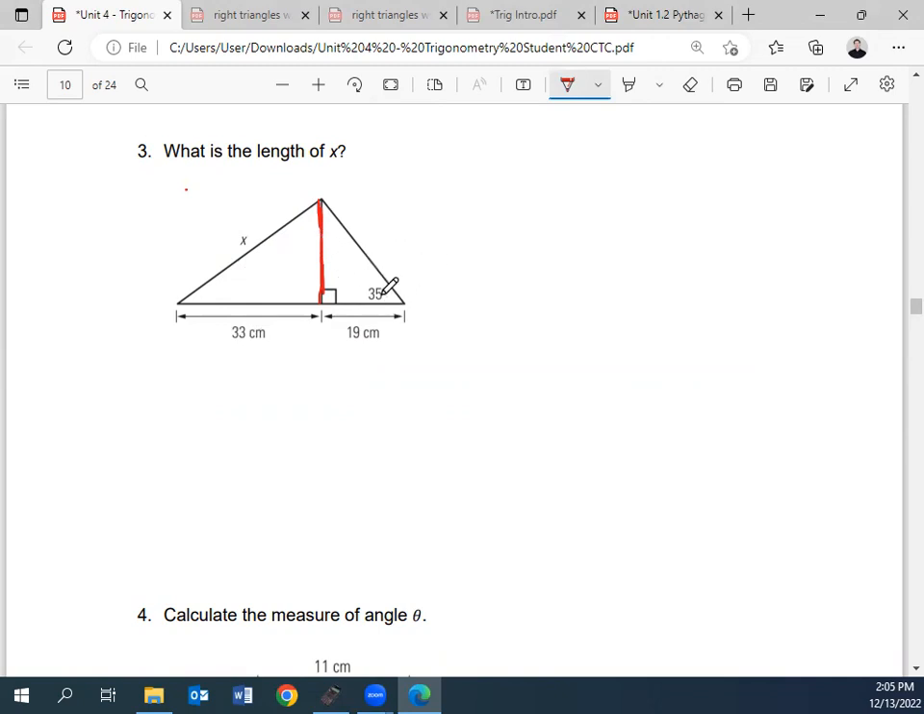Because in this triangle on the right, we know the angle and we know the length of one side. And we can use that to find the length of this side. So we can use an angle and a length to find another length. I'm just going to call this one triangle A and this one triangle B. You're going to use triangle A to find the length of this side, and then use that to get your answer in triangle B.